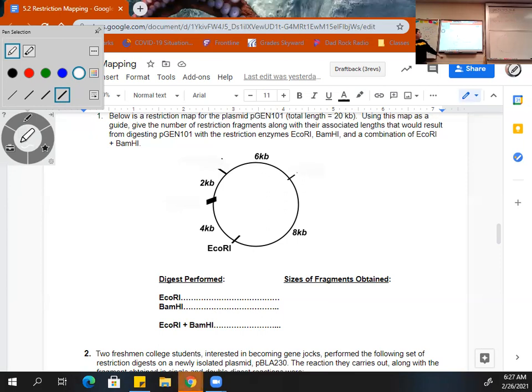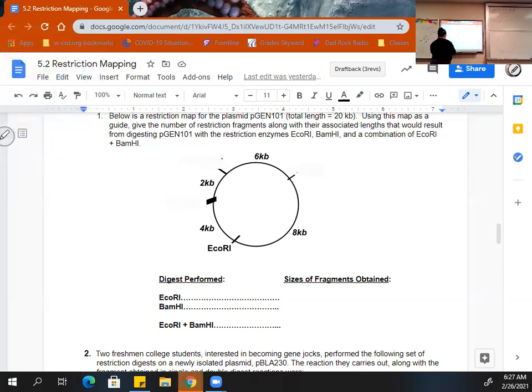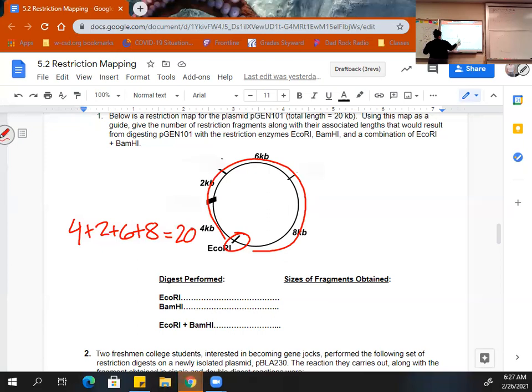So we see that we have one cut for EcoRI right here. So our fragment is going to be this whole piece. Our fragment is 4 plus 2 plus 6 plus 8, which gives us 20. So we have a fragment of 20 for EcoRI.